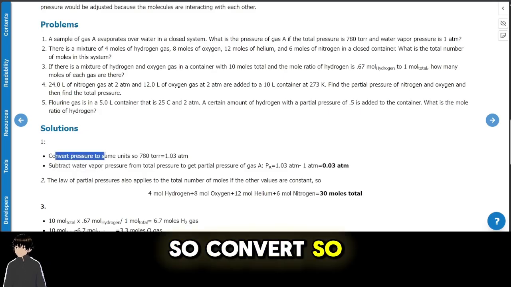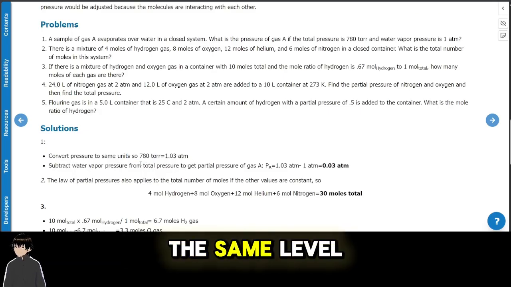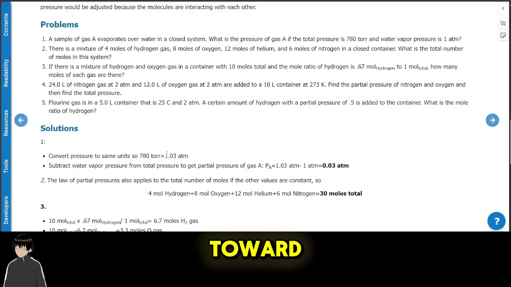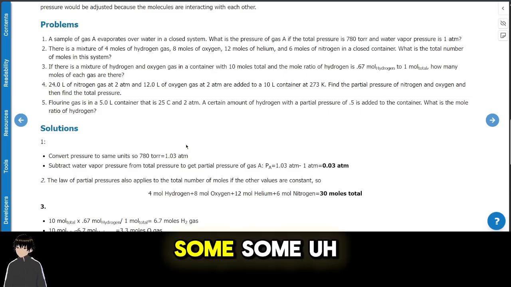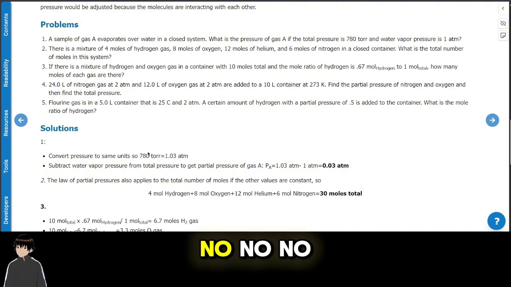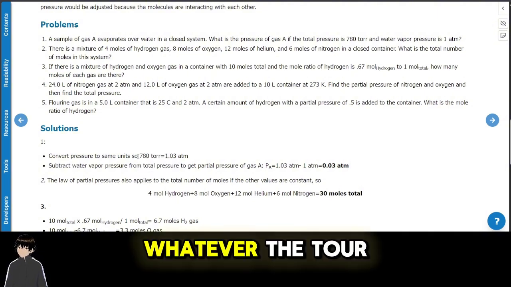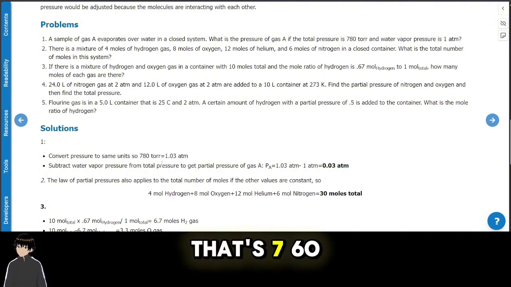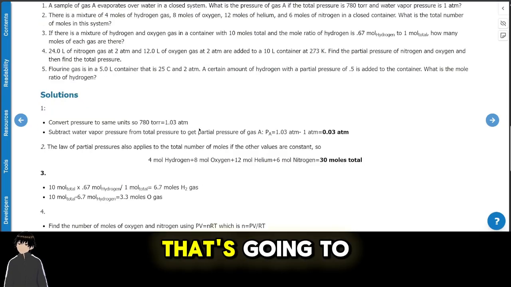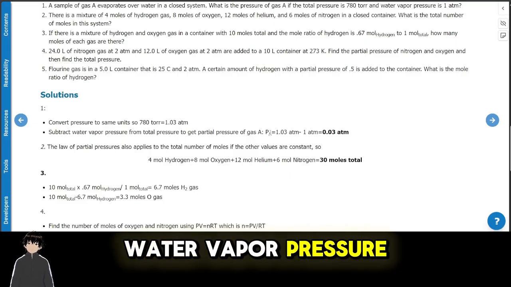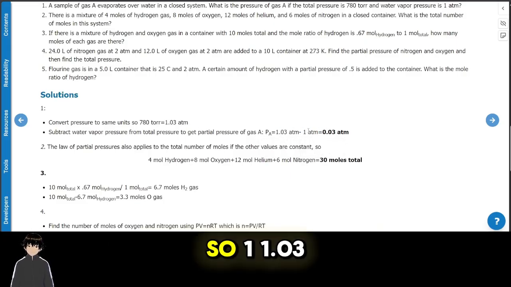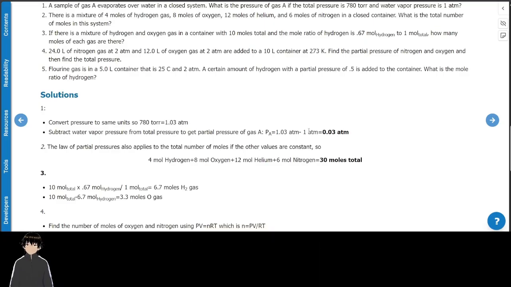So the solution here is to convert pressure to the same units, so 780 torr divided by 760. Whatever the torr is, we think that's 760 torr. That's going to be equal to 1.03 atm. So subtract water vapor pressure. So 1.03.